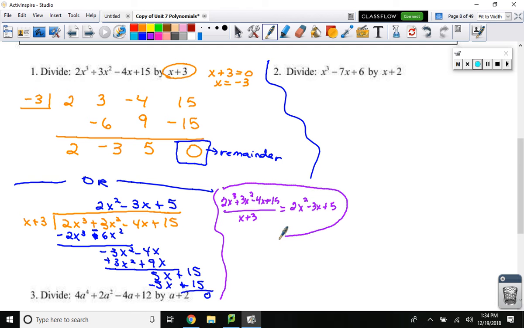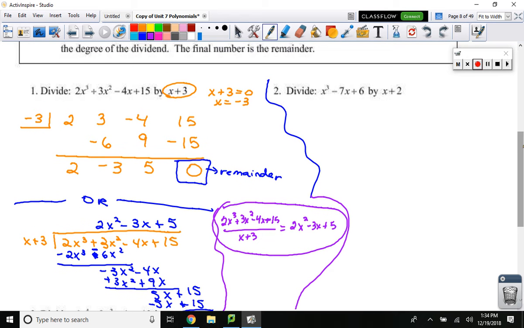So this is my final answer, correct? That's the same answer I get when I do long division, right? Remainder of 0. None of that changes. Other ways to think, this is the answer that you want for this problem, but here are things that are going to help you down the line. Here's my original polynomial, 2x cubed plus 3x squared minus 4x plus 15. How can I rewrite that in a different format based off this information that I got?